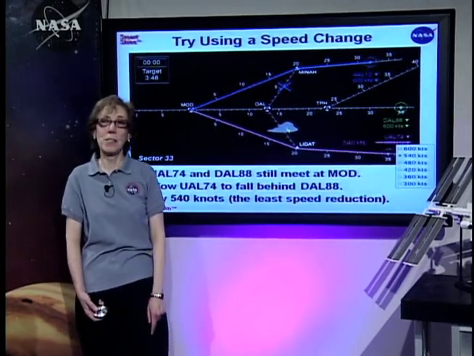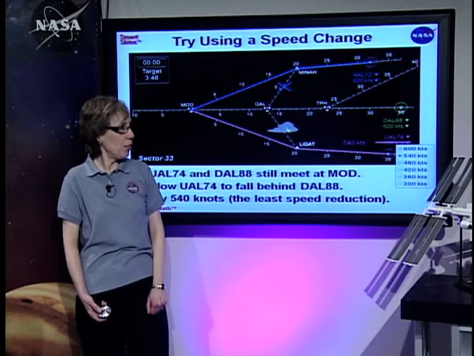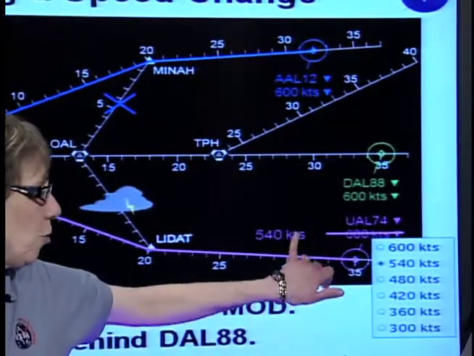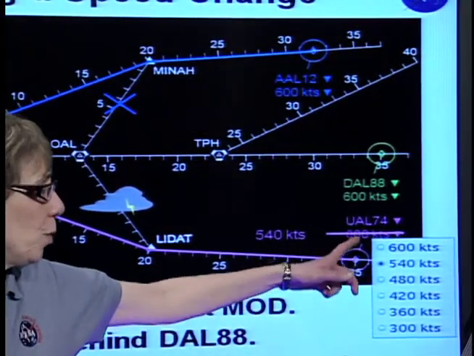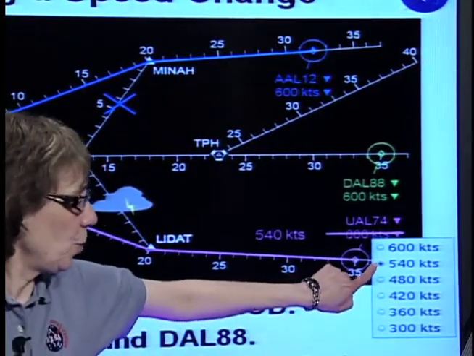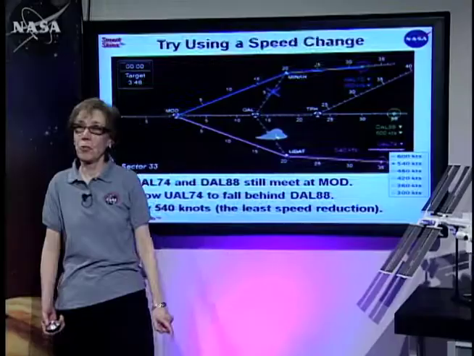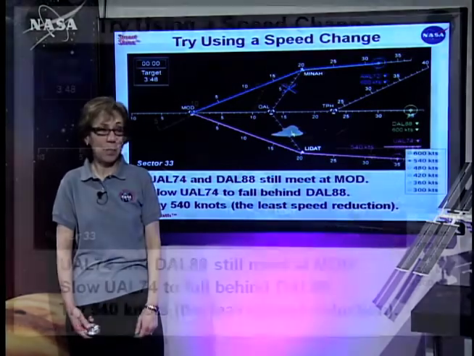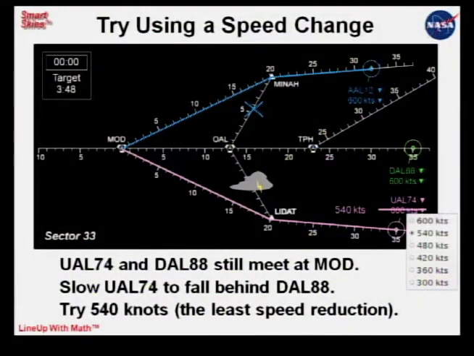So let's try using a speed change. We could slow either plane, but what we will do is slow United, and we'll slow it to 540 knots. We'll see that we have a little speed menu here, and the least speed reduction we can make is 540 knots. Why do we try that? We're just going to experiment. We try that because we want to get the last plane there in the shortest amount of time, so we'll just make the smallest speed reduction possible and see what happens. So what we're going to do now is see that on a video.